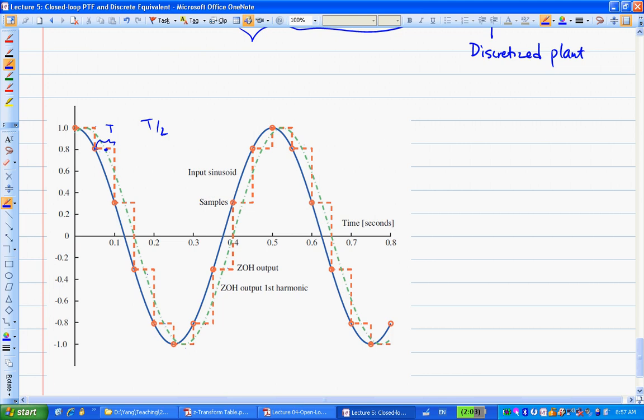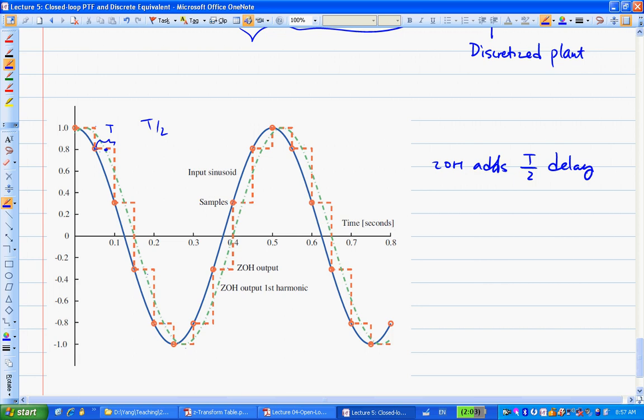So that's actually a shortcoming of the zero order hold. It's simple to implement, but at the same time the zero order hold adds a delay of T over 2 to the system. Now you might think, why does it matter? Delay is bad. When you have a delay, in terms of the frequency response, that means there's a phase change, a phase delay.